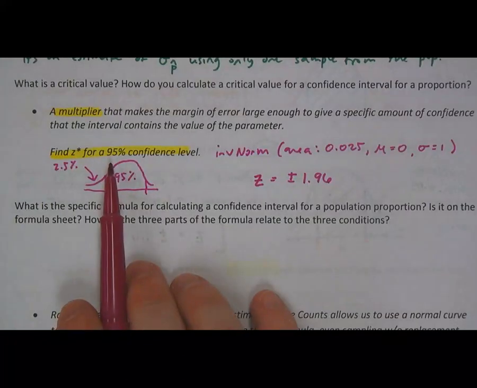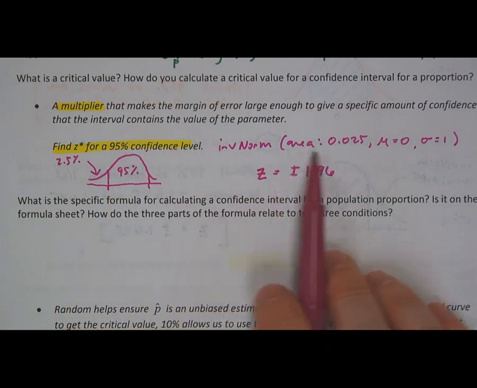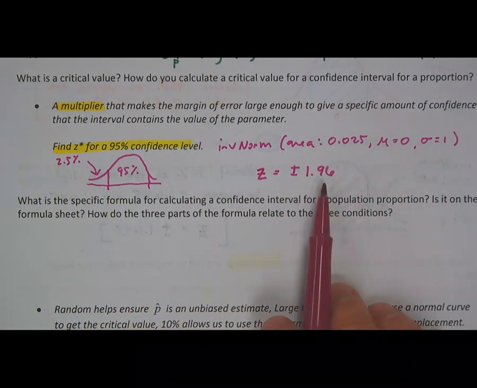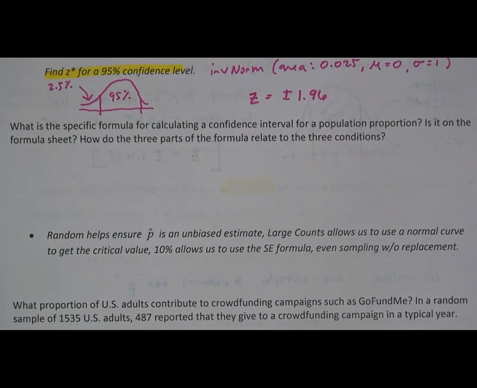That's a skill you'll need to have depending on your word problem, what percent the confidence level is. You'll have to use inverse norm, or if you're a memorizer, I think it's a good idea to memorize the 90, 95, and 99% confidence levels and the critical values for those. A lot of AP students do that.